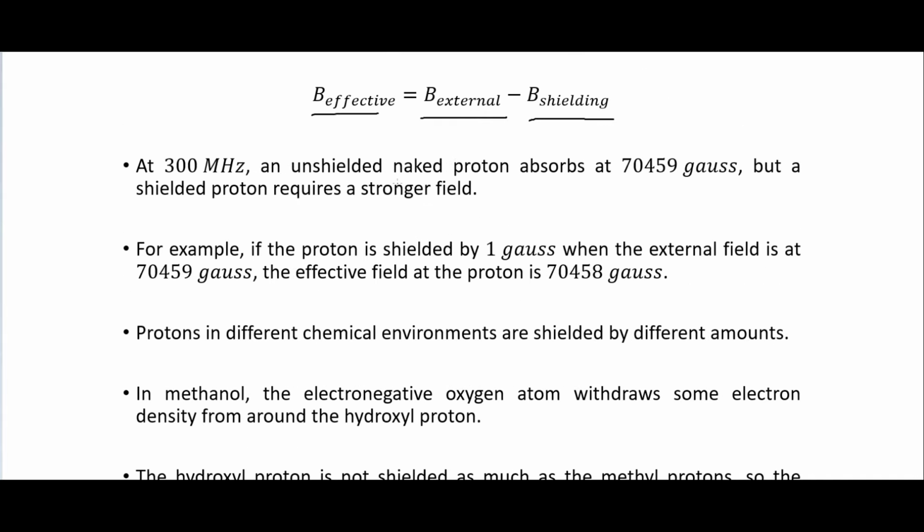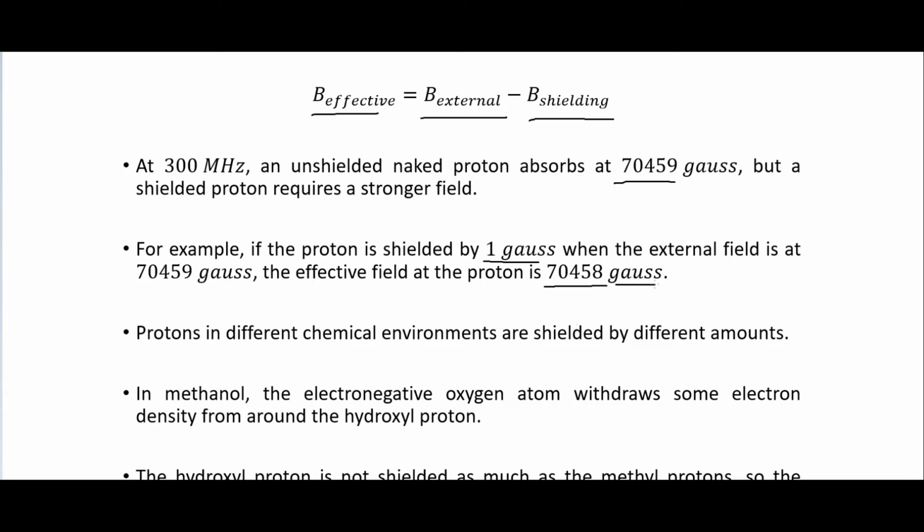So for instance, if we have at 300 megahertz an unshielded naked proton absorbs at 70,459 Gauss. But say we have 1 Gauss of shielding, it will then absorb at 70,458 Gauss.